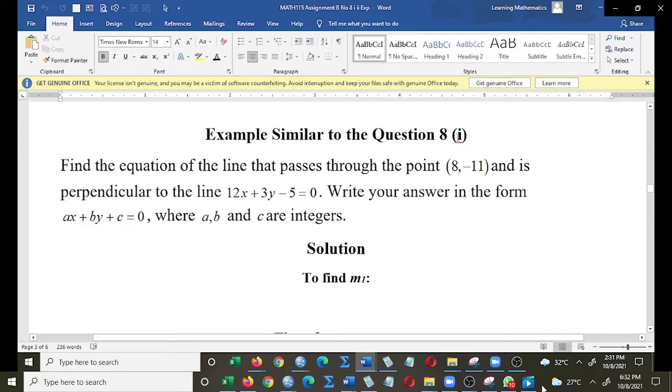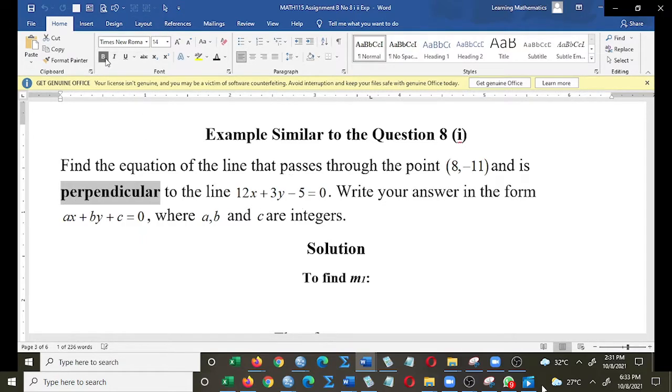Example similar to question 8.1. Find the equation of the line that passes through the point (8, -11), that's to find c, and it's perpendicular to the line 12x + 3y - 5 = 0. Write your answer in the form ax + by + c = 0, where a, b and c are integers.